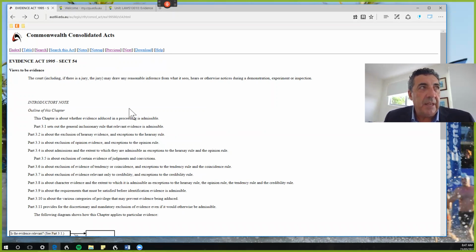because that part of the Act deals, albeit at a Commonwealth level, and we're dealing with Xavier Kelly at a state level, but at a Commonwealth level, many of the broad principles apply in the same way they do at the state level. So it's useful to look at the Commonwealth legislation to get an overview of how evidence law works.